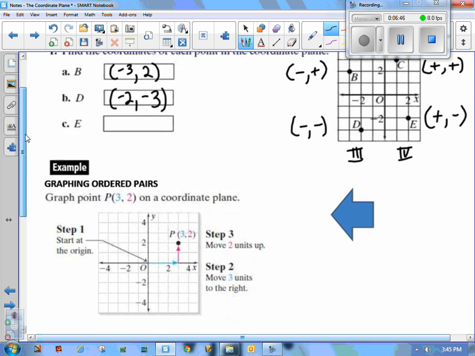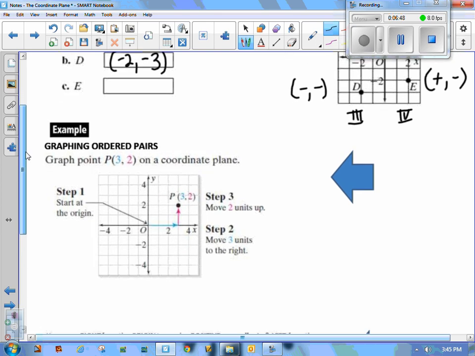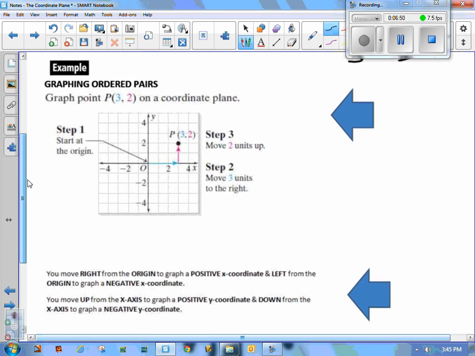Now that you've found how to read the coordinates, we're going to graph them ourselves, where we are given an ordered pair and we are asked to put this on the coordinate plane. So here in this example, they gave us point P. When we put this point on the coordinate plane, they want us to label it P, and they're telling us we need to go over 3, up 2.